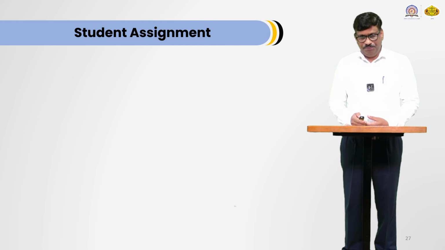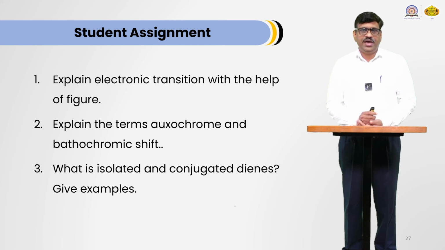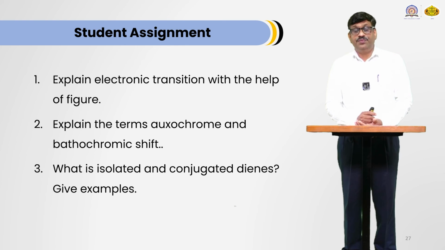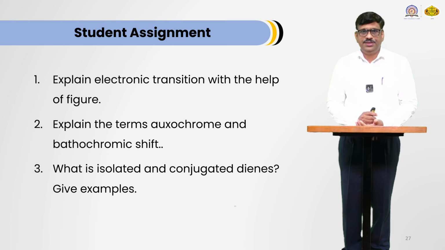Student assignment. On the basis of today's discussion, you have to solve all these questions and send them to my Google Classroom. First question, explain the electronic transition with the help of a figure. We have seen that four different types of electronic transition or electronic excitation are there. We have also seen one figure. You have to write all these things.